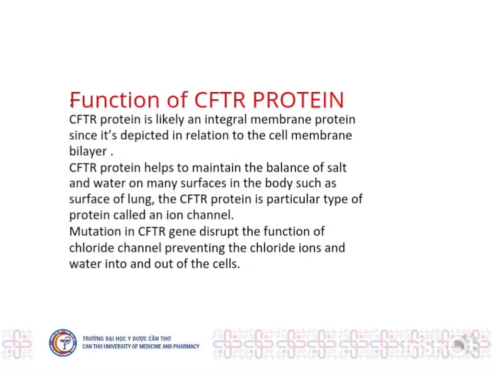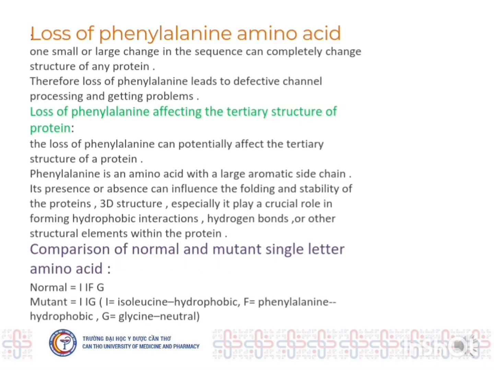I'm Kapila. I'm going to explain the function of the CFTR protein. The CFTR protein is likely an integral membrane protein since it's depicted in relation to the cell membrane bilayer. The CFTR protein helps to maintain the balance of salt and water on many surfaces in the body, such as the surface of the lung. The CFTR protein is a particular type of protein called an ion channel. Mutation in the CFTR gene disrupts the function of the chloride channel, preventing chloride ions and water from moving into and out of the cells. Now the loss of phenylalanine amino acid topic will be explained by my friend Vaishnavi.